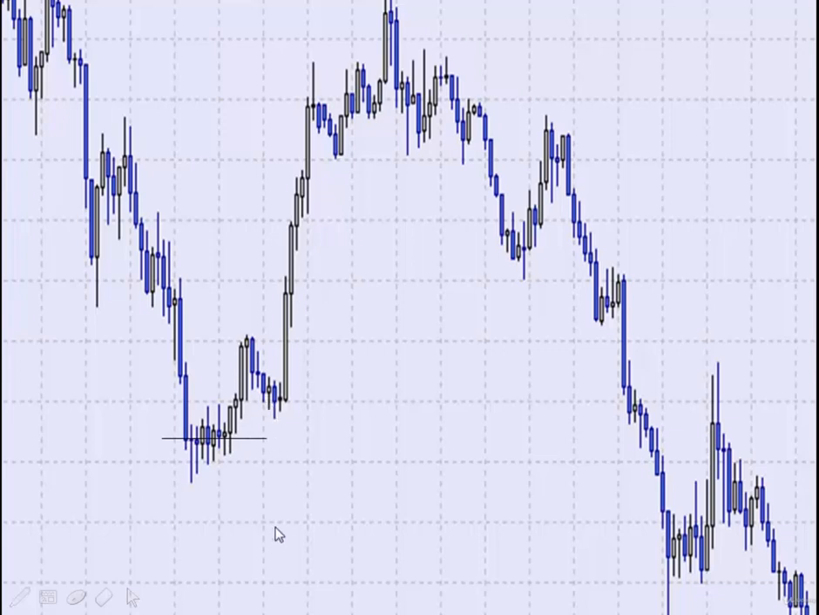So always remember and always trade expecting the market to test the candlestick pattern. So this is why if you're buying these tweezer bottoms, your stop loss order has to be below the wick of the tweezer bottom.